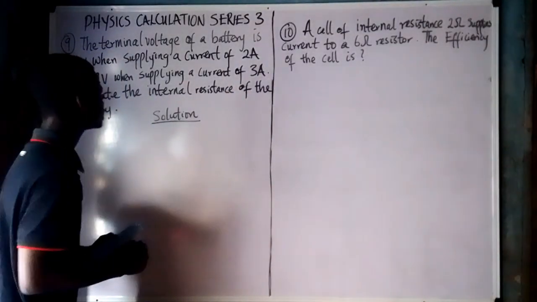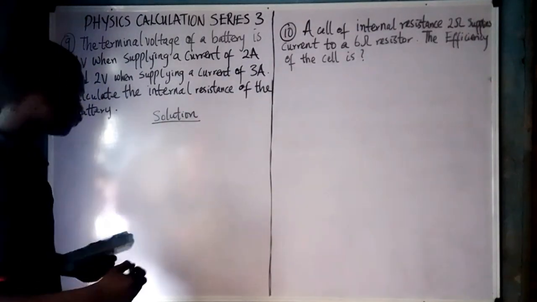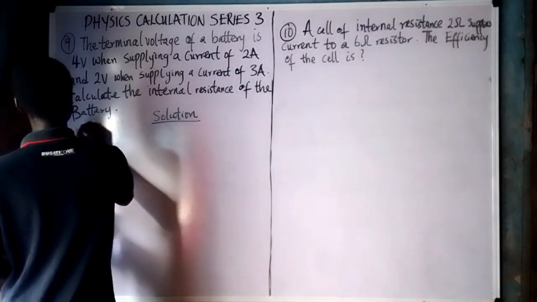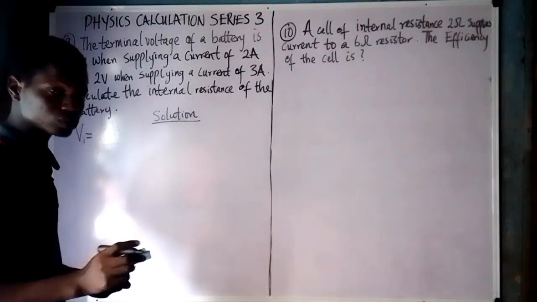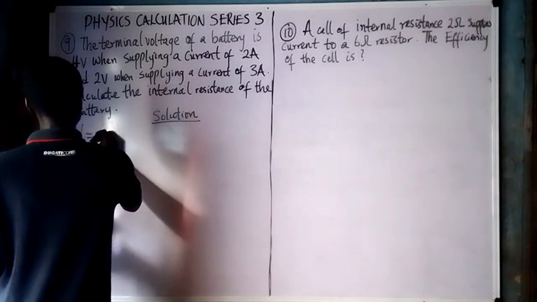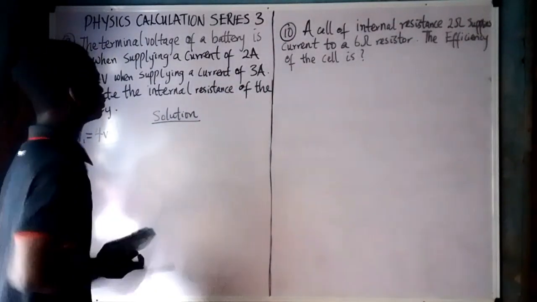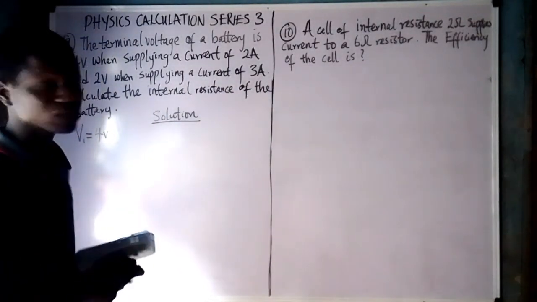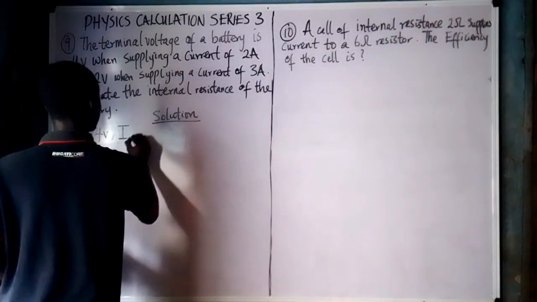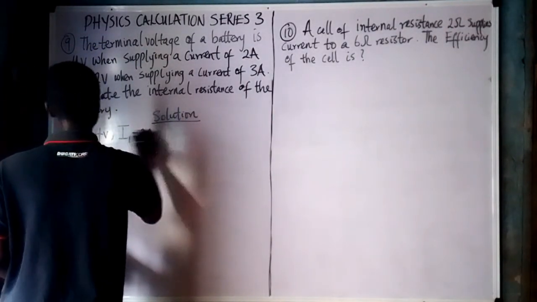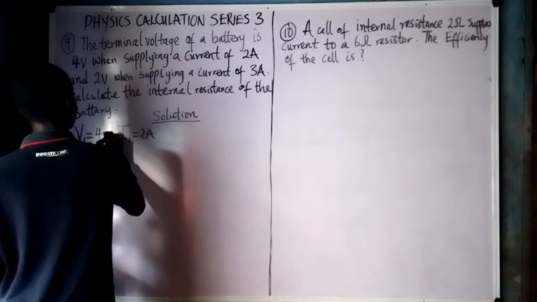They said the terminal voltage of a battery is 4 volts. So that will be our V1. V1, big V, not small v. Take note, it's the big V I'm talking about. They said the value for it is 4 volts. They now said when supplying a current of what? 2 ampere. So in this case, our I1 is what? 2 ampere. While our V1 is 4 volts. So that is what we're given initially.